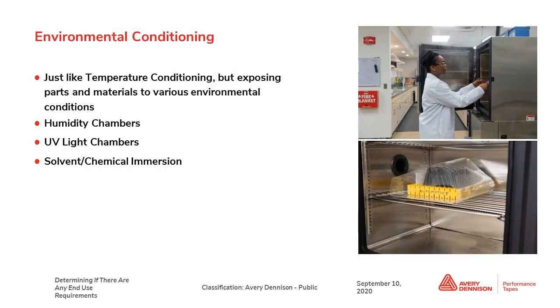Similar to temperature conditioning would be environmental conditioning, but now we're exposing the materials to various environmental conditions. Pictured in the top right there is actually a humidity chamber. This is a temperature chamber that also can introduce water vapor for humidity, so we can control the different humidity situations. A lot of the automotive OEM specifications require something like 65% relative humidity all the way up to 95% relative humidity. And in addition to that, we can do UV light chambers.